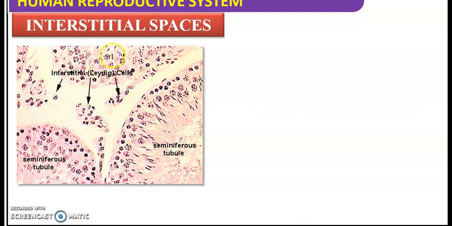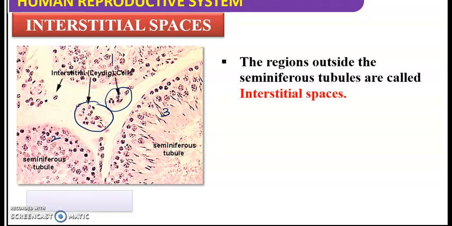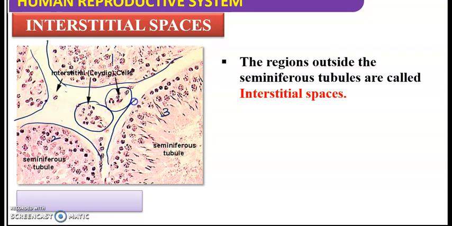See, this is seminiferous tubule 1, seminiferous tubule 2 and seminiferous tubule 3. So, in between these seminiferous tubules, adjacent to them, you will get these cell-like structures. These interstitial spaces are nothing but the regions present between these lobules. This entire white corridor between the seminiferous tubules is called the interstitial space. Let me write it here.